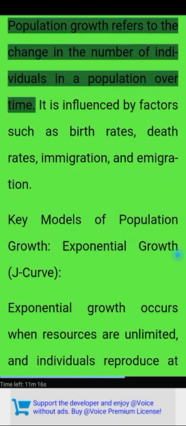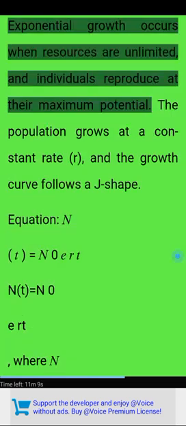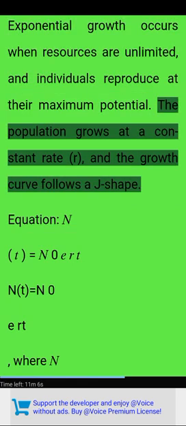3. Population growth. Population growth refers to the change in the number of individuals in a population over time. It is influenced by factors such as birth rates, death rates, immigration, and emigration. Key models of population growth. Exponential growth, J-curve. Exponential growth occurs when resources are unlimited and individuals reproduce at their maximum potential. The population grows at a constant rate r, and the growth curve follows a J shape.